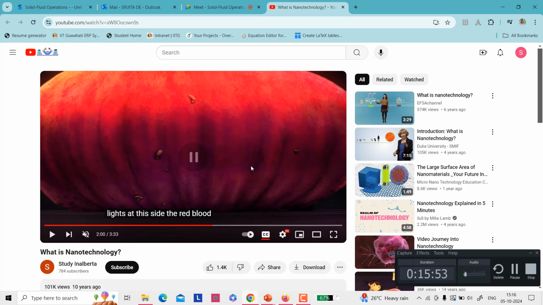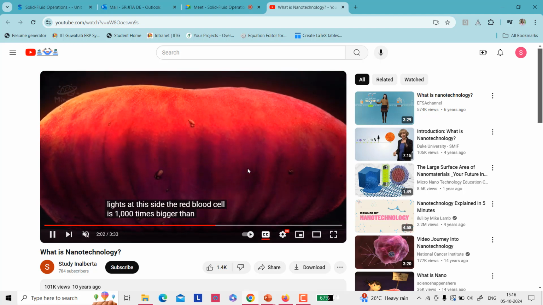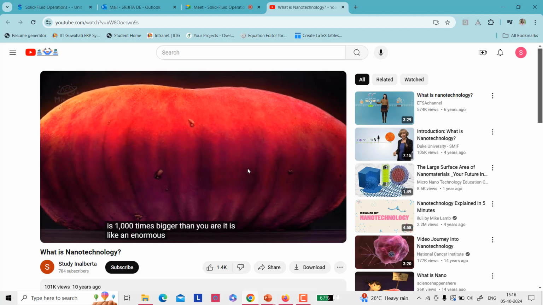So you have seen the red blood cell size, I think 2 to 5 micrometer, right? Yes, 2 to 5 micrometer. And now they are trying to quantify it. So they are saying that the red blood cell is 1,000 times bigger than you are. It is like an enormous stadium.